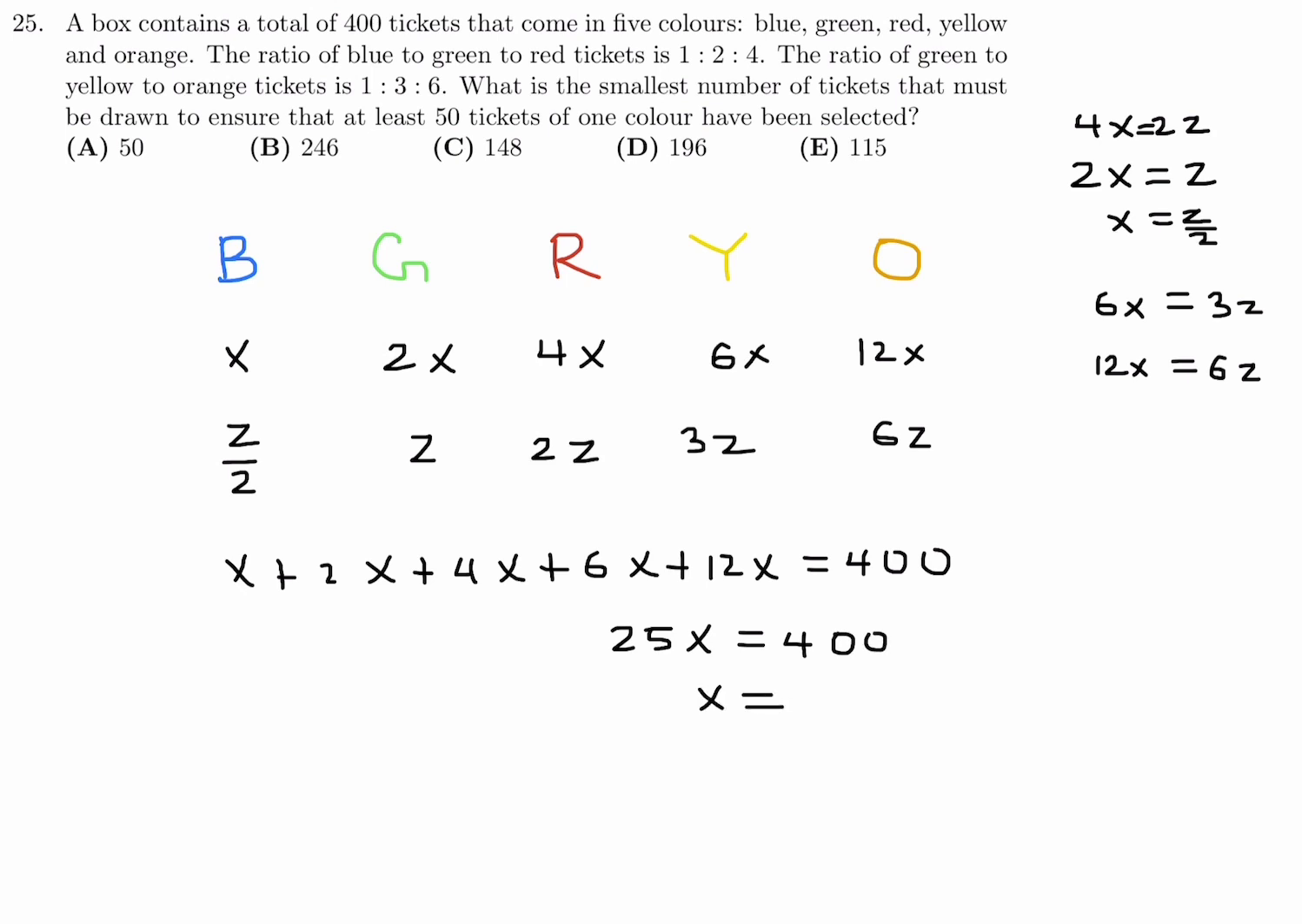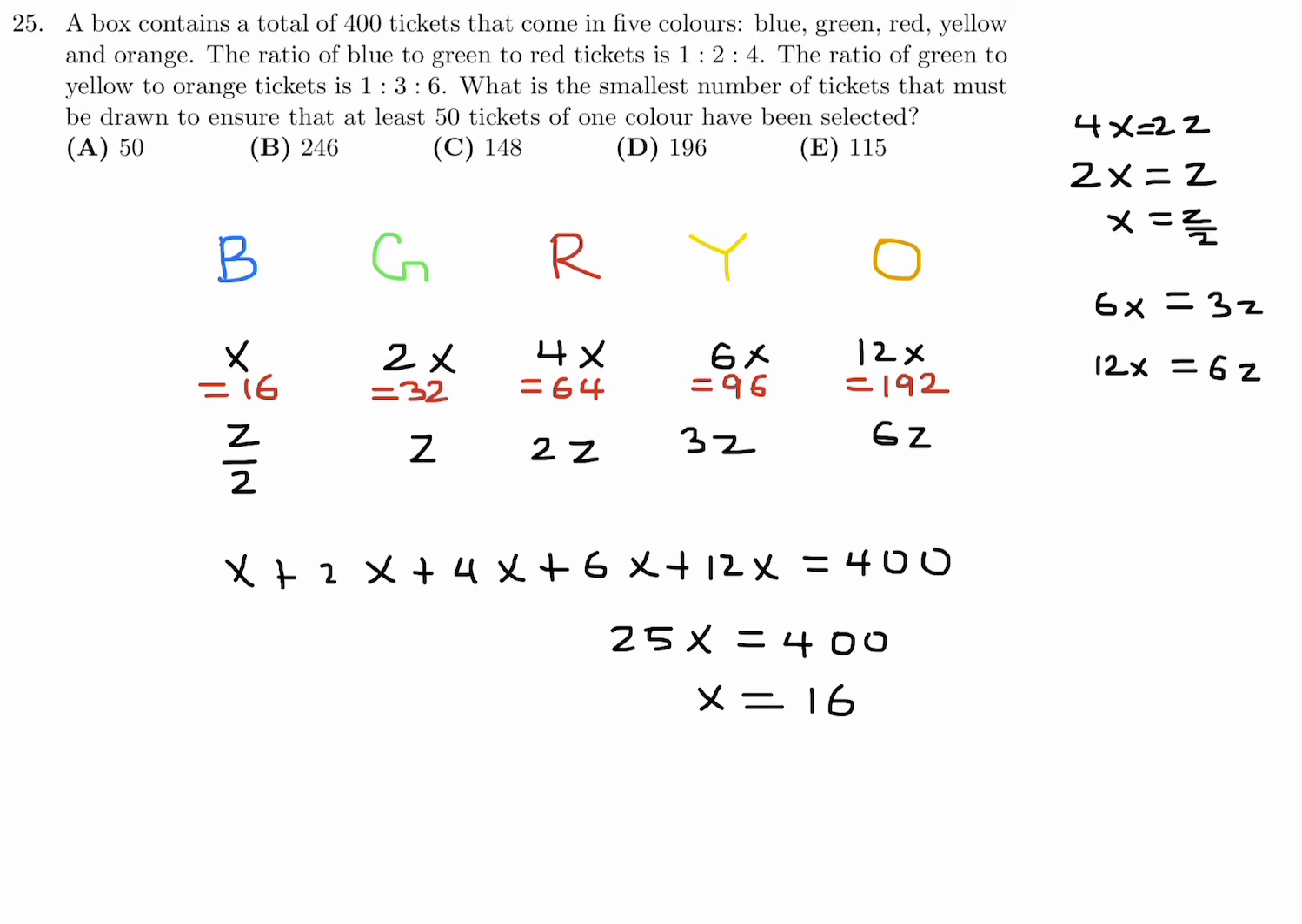So that means x is 16. So plug those numbers back into here. So that means we've got 16 for blue, we've got 32 for green, 4x is 64, 6x is 96, and 12x is 192. So that's the number of tickets of each color.